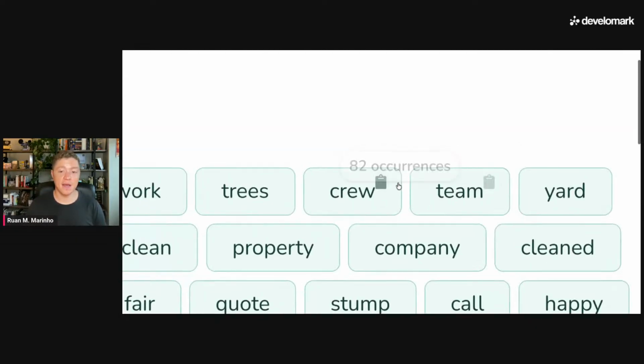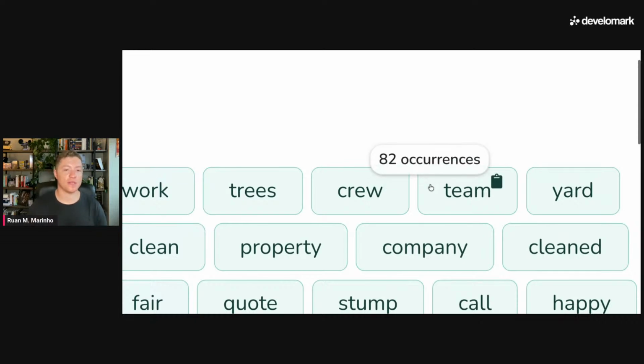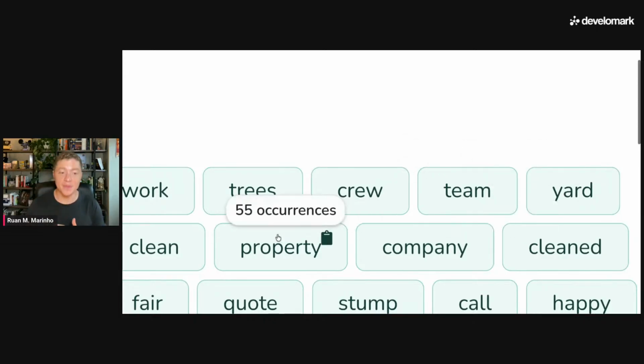With this insight, let me ask you, would you make a website that didn't show their crew? If 88 occurrences happened for crew and 82 occurrences happened for team, these are people that have left reviews and these are in a positive light. It would be ridiculous for you to create a website, ridiculous for you to create ads that don't mention the crew and the team. This is a way for you to do a lot less, but utilize data to get a better return. Same thing with the yard and cleaned and the property and cleaned.